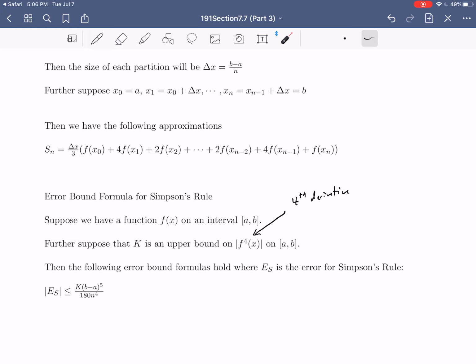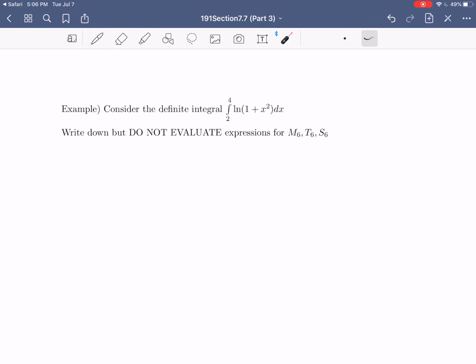During these examples, though, we'll also review some of the earlier stuff we talked about with the midpoint and trapezoidal rule. So for this first one, we're going to consider this definite integral, the integral from 2 to 4 of ln of 1 plus x squared dx, and we're going to simply write down but not evaluate expressions for M6, T6, and S6. So the midpoint rule, trapezoidal rule, and Simpson's rule with 6 partitions.